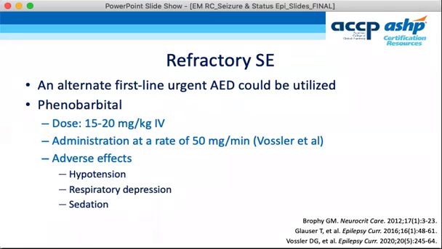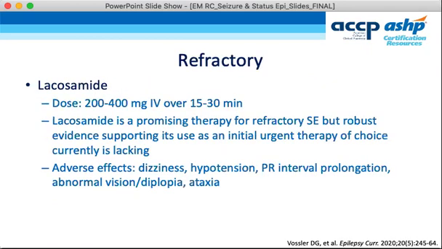Other options include phenobarbital at a dose of 15 to 20 mg per kg, and this can be given at a rate of 50 milligrams per minute. With phenobarb, we can certainly see hypotension and sedation and respiratory depression with these doses used. So certainly caution. Another option could be lacosamide.